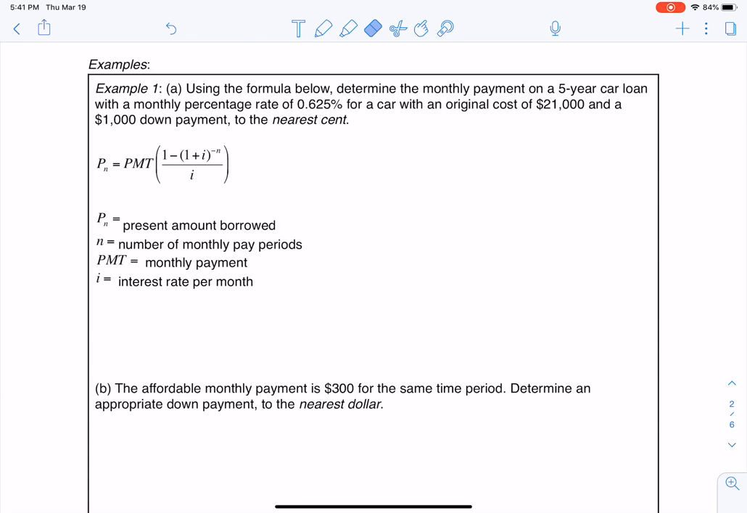In this video we're going to go through the three examples that are a part of this lesson. So the first example is a little bit different than things we've seen before in that we're going to be given a formula and we'll need to use what we know about exponential equations and the information given to us in the problem to help us figure out how to use that formula.